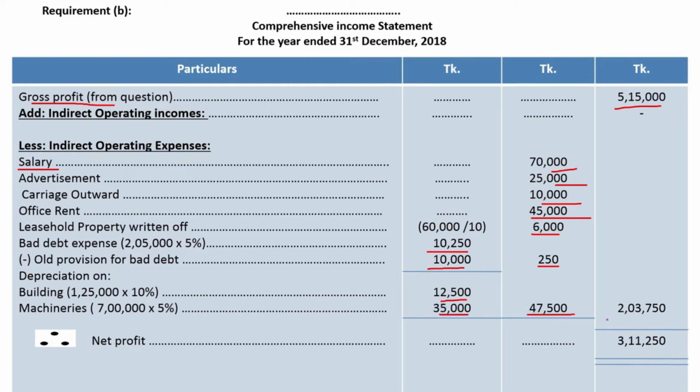Now total indirect operating expenses 2 lakh 3,750 taka. Now 5 lakh 15,000 minus 2 lakh 3,750 taka. So net profit 3 lakh 11,250 taka. Okay, dear students.